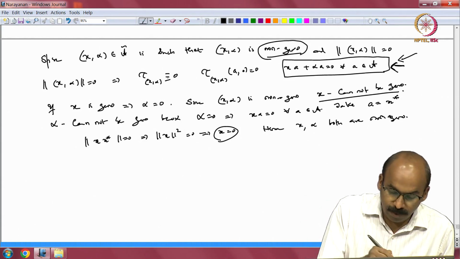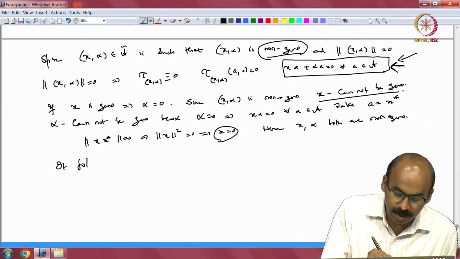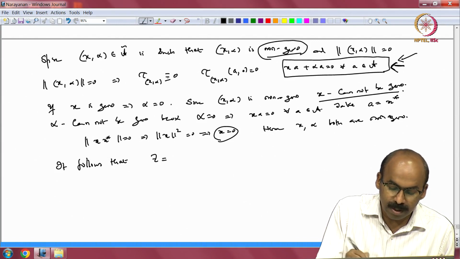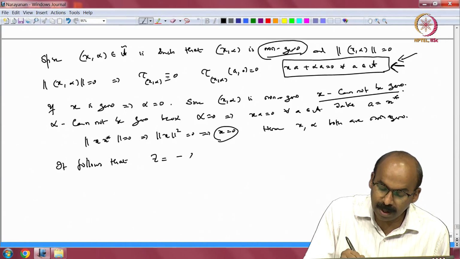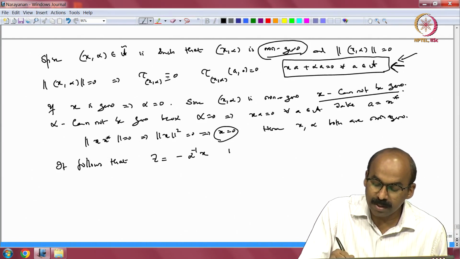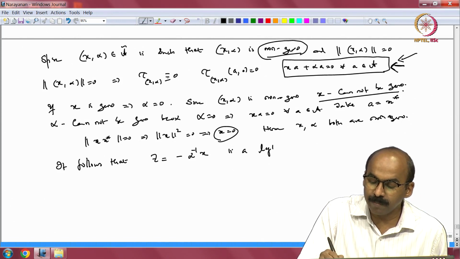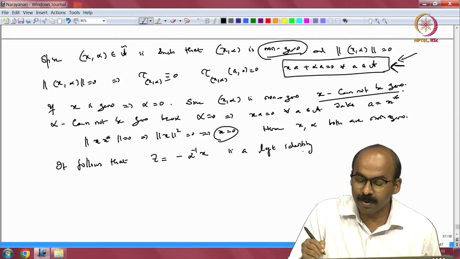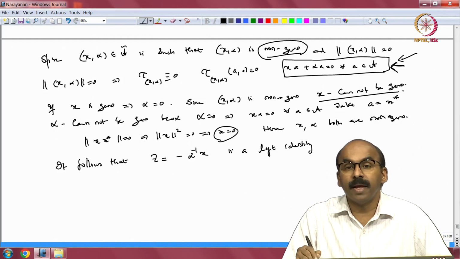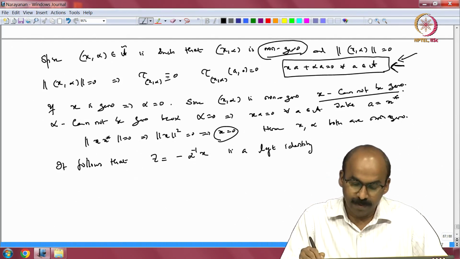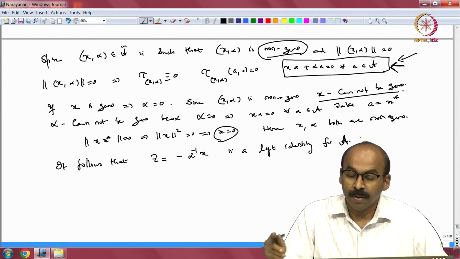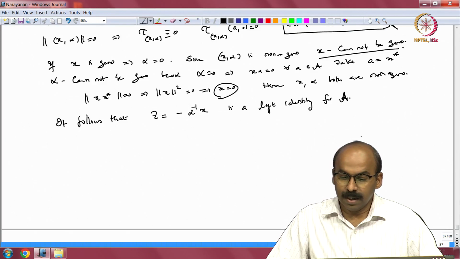Okay. So, it follows that z equal to minus alpha inverse x is a left identity, left, right, because we are not assuming A to be commutative. So, left identity for A. Okay. Well, why is that?